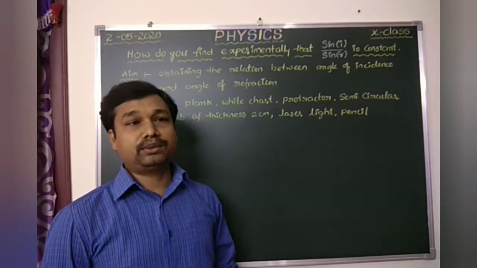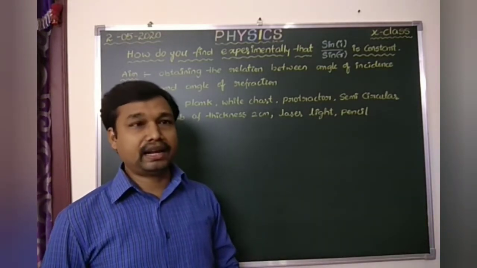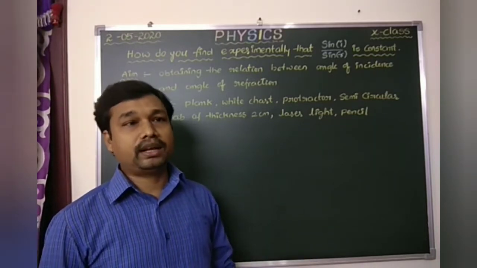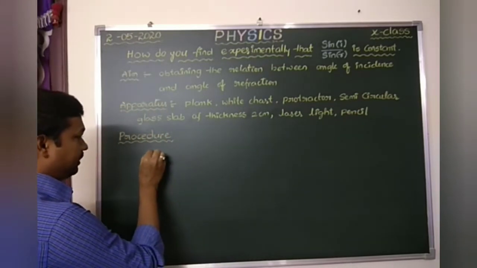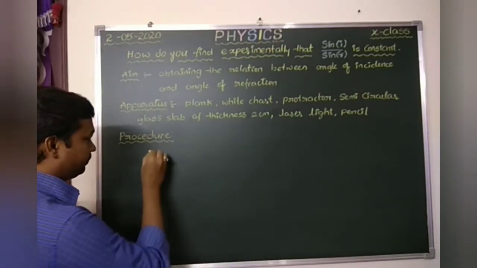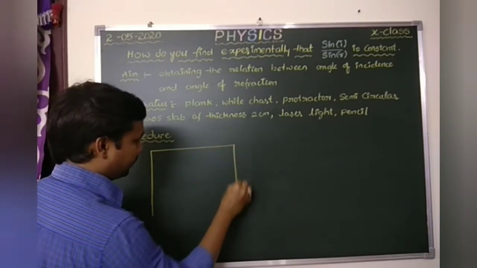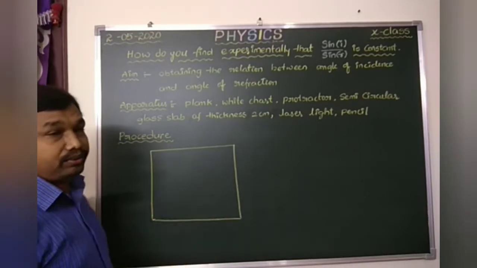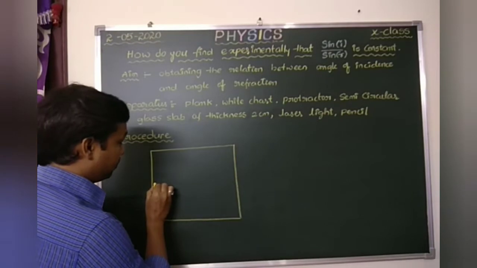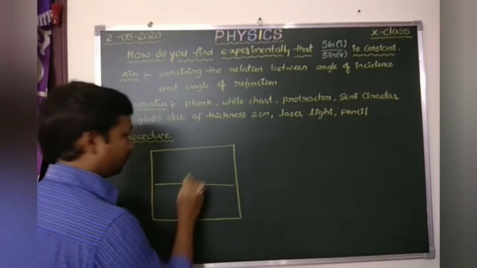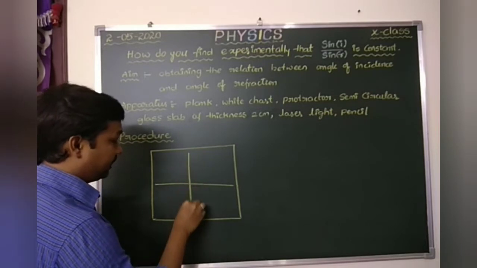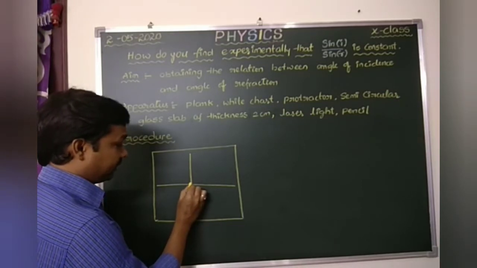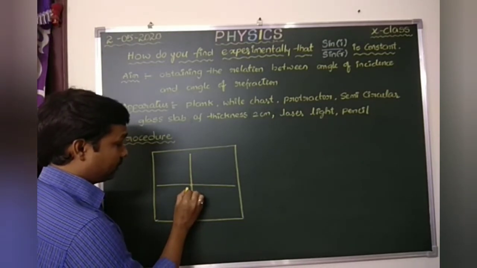First of all, we need to consider one white chart. We need to place it over the plank and clip the paper. Then we need to draw a horizontal line, and also one vertical line, at the center of the paper. Here the intersection point I am considering as O.